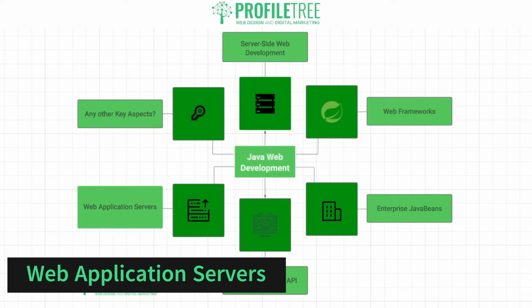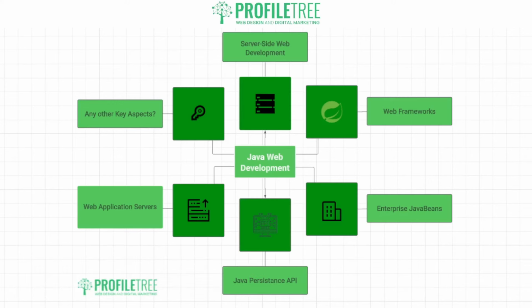Now you've also got the web application servers. So Java applications are typically deployed on application servers like Apache Tomcat, WildFly, WebLogic, or WebSphere. Now these servers provide the runtime environment for Java web applications and manage servlets, JSP, and other components.